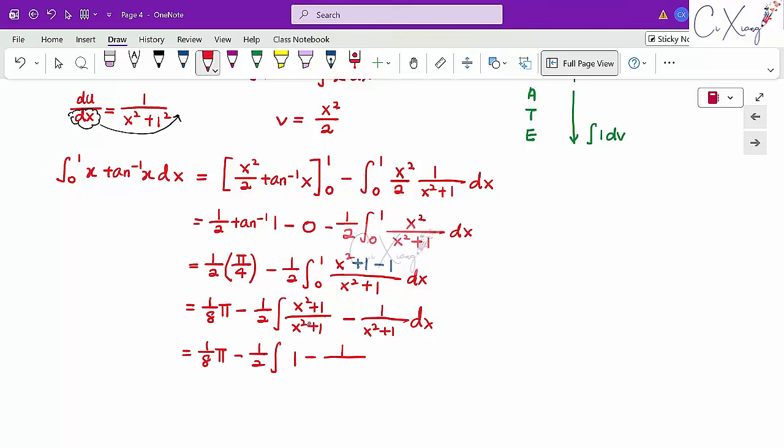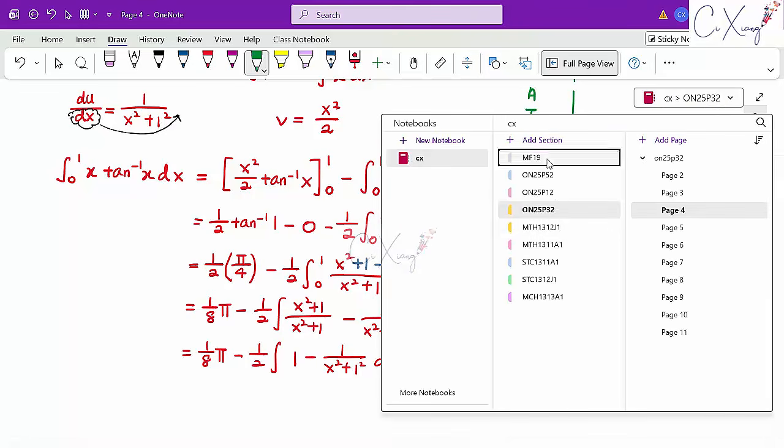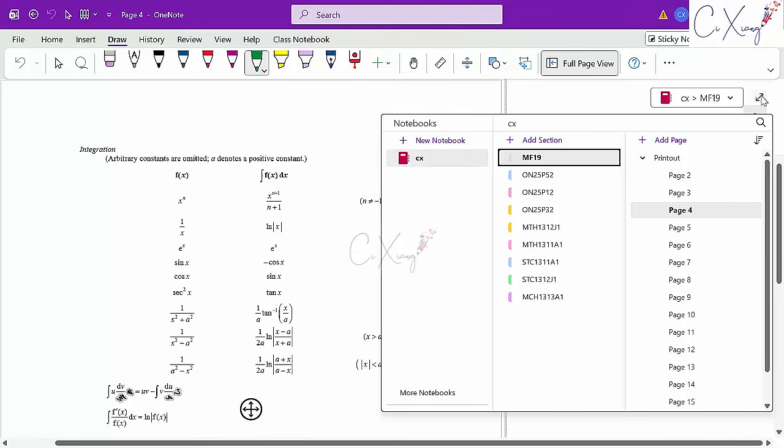Okay, then I'm having 1 over x squared plus 1 squared, which is x squared plus a squared. Your a is 1 here. Okay, then now, for integration of 1, no problem for you to get the integration for 1. And then how can I get the integration for 1 over x squared plus 1? I don't know whether you still remember or not, but of course you can always refer back to your formula booklet. I think it is provided in the booklet.